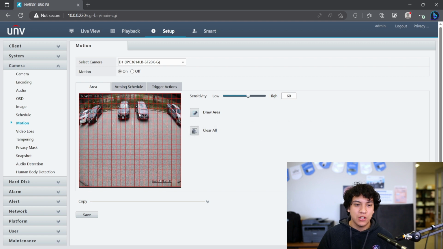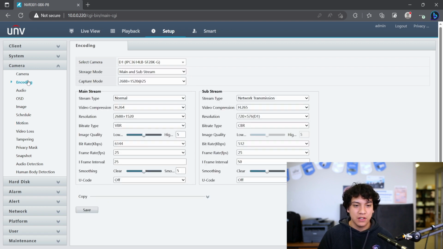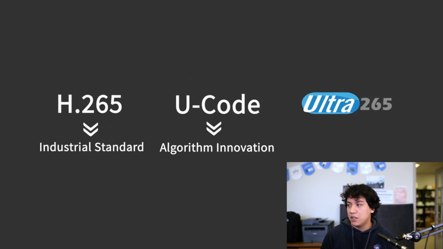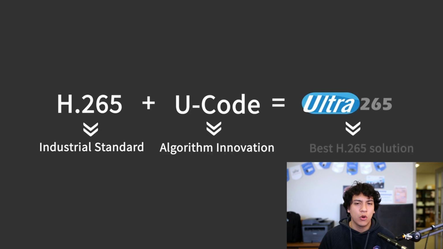The fourth setting I want to talk about is called video compression. That can be found under the camera and encoding settings. So by default, you may see that the video compression of the camera is set to H.264. You want to go ahead and set this to H.265 and click save. The reason why is that H.265 gives you better compression for the same image quality, which means that you can store more recording on the hard drive, so you'll actually have more footage, you can go back longer.